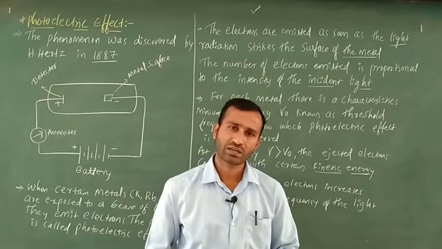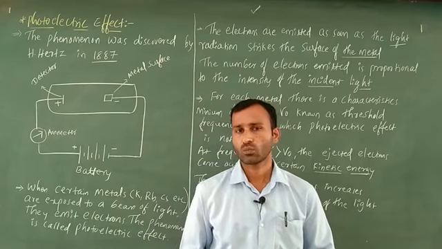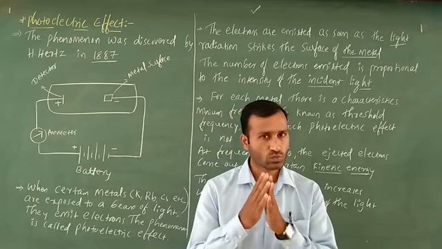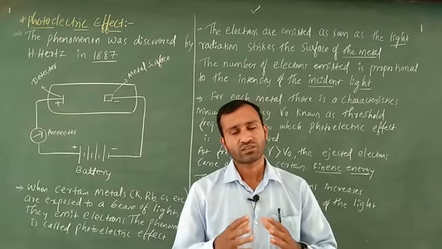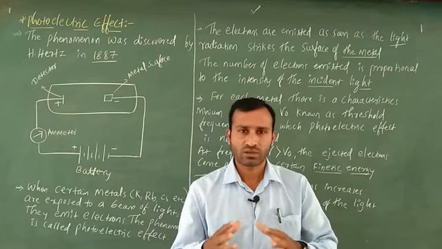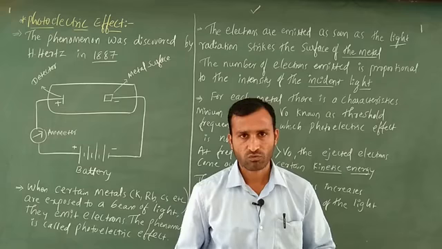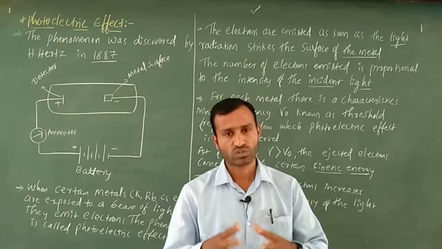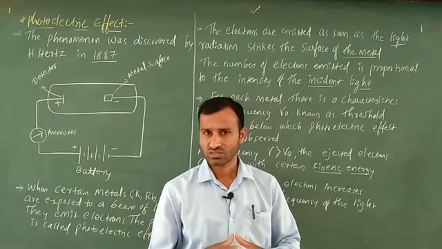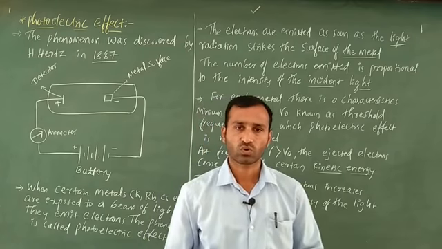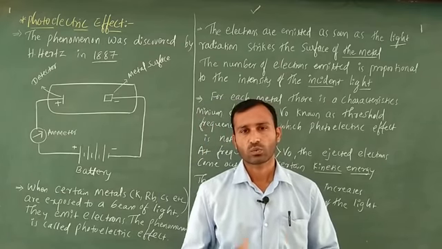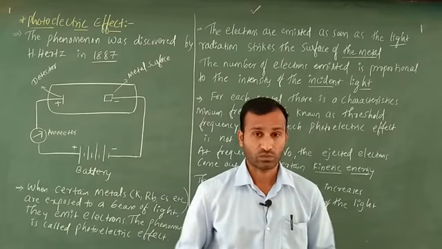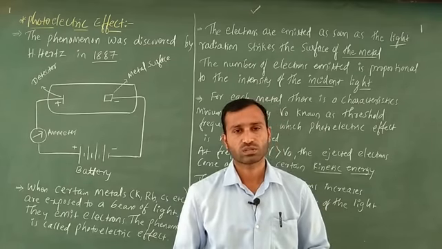You know very well that light has a dual property. One is wave, another one is particle nature. Interference and diffraction are explained with the help of the wave nature of light. But black body radiation, the photoelectric effect, and one more, line spectrum, are all explained with the help of the particle nature of light.